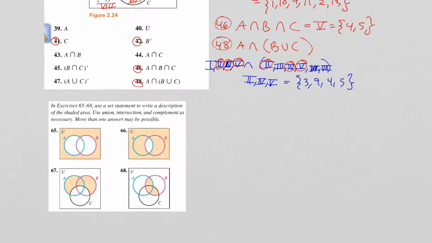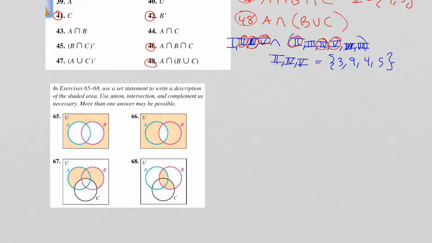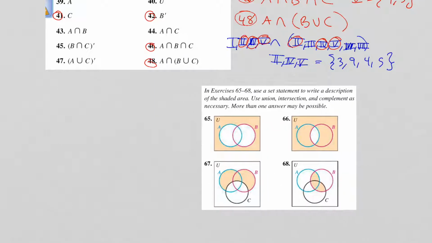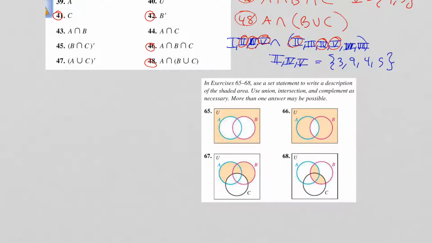Okay, so now we're going to take a look at the last section for the homework that I would like to do, and that is 65 through 68. I'm just going to go ahead and do all of them. So it says use a set statement to write a description of the shaded area. Use union, intersection, and complement as necessary. More than one answer may be possible. Okay, so actually I want to do number 58 first before I do these.